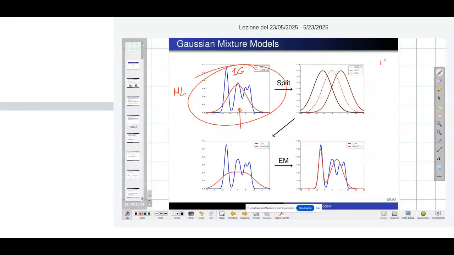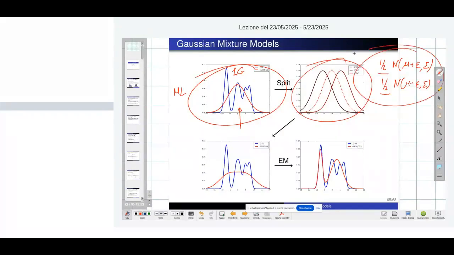Then we will have two components, one with half weight and the mean plus epsilon, and the other with half weight and the mean minus epsilon. This is 1/2 because the original weight for the single model was 1. Now we have a model that looks like this. These will be the initial parameters for our training procedure, the initial parameters for the two components GMM.